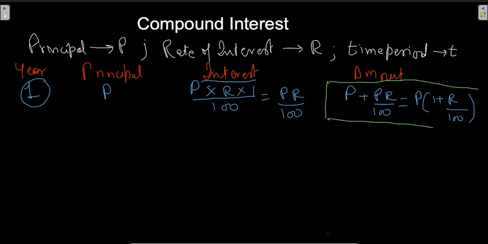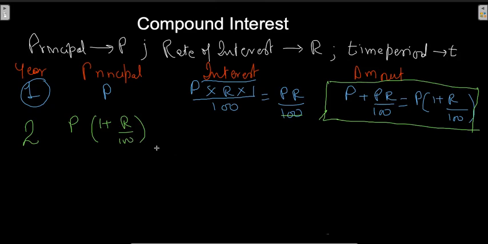And guess what? This amount becomes our principal for the next year. So in year 2, our principal is going to be P into 1 plus R over 100, right?